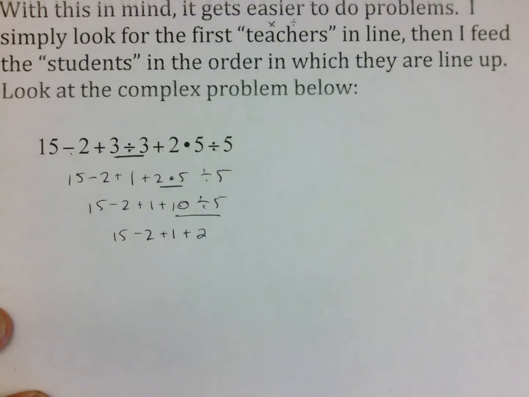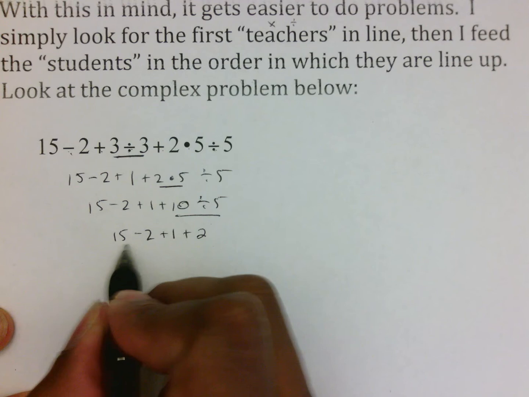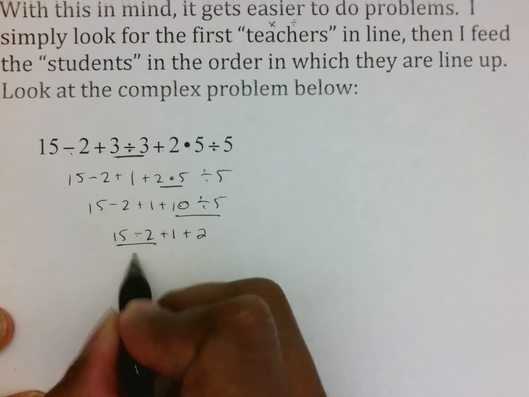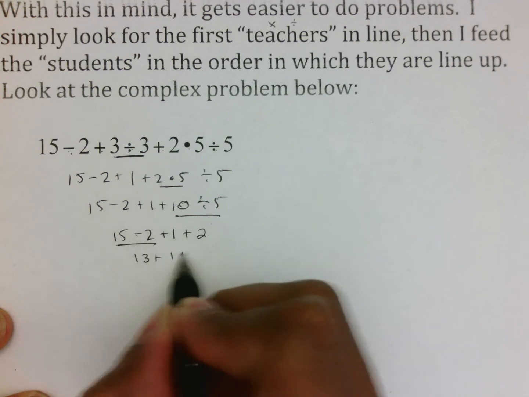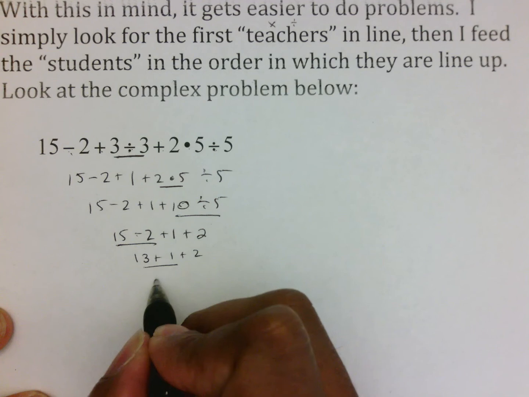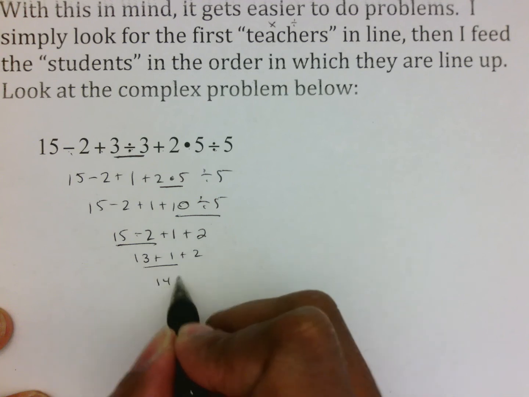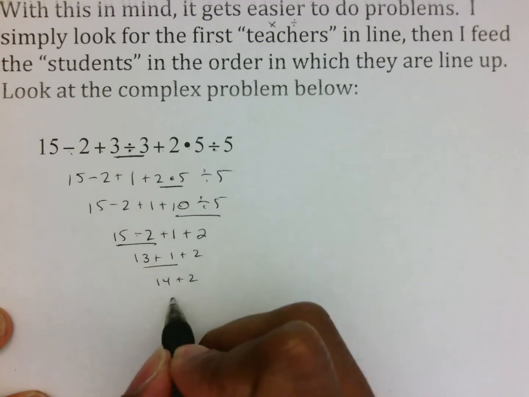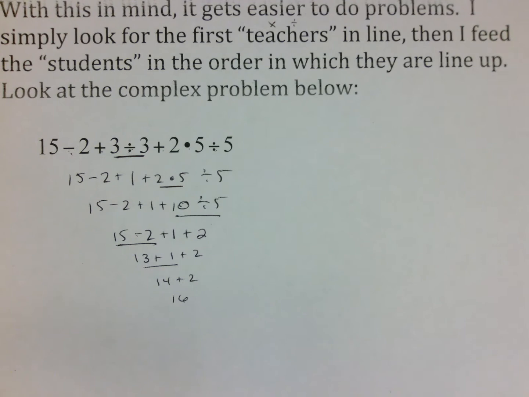Now that all of the teachers are fed, all you're going to do is work it out from left to right. That's the first student in line, so 15 minus 2 is 13. This is the first student in line, so 13 plus 1 turns into 14. And then here is the only student in line, which gives you the answer of 16. Alright, so with all that, just make sure you understand that that is the process that you are looking for.